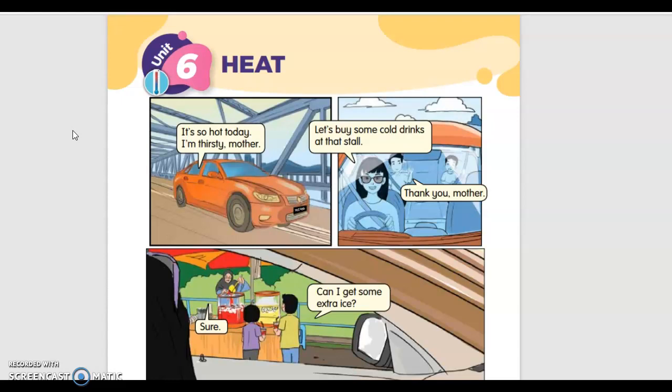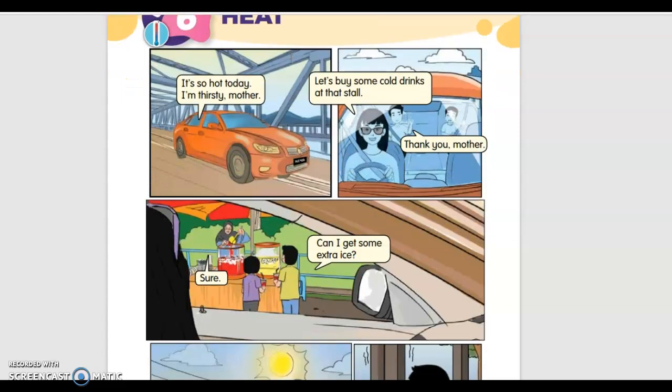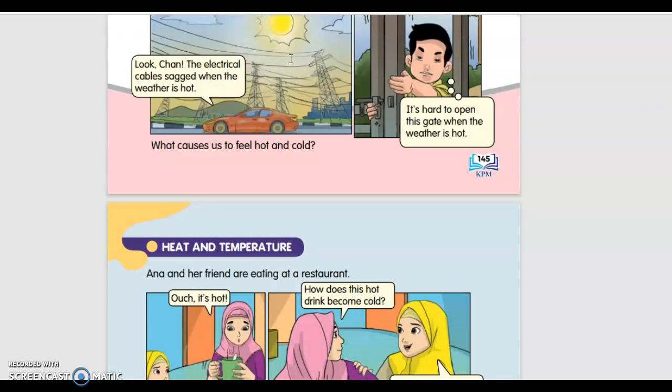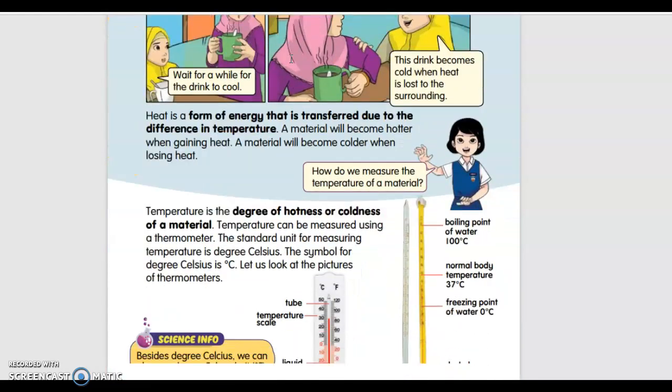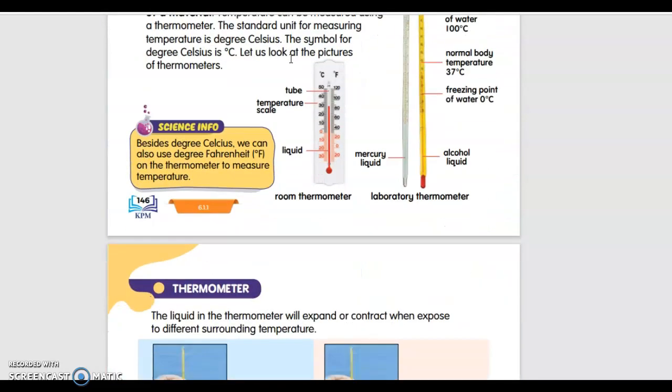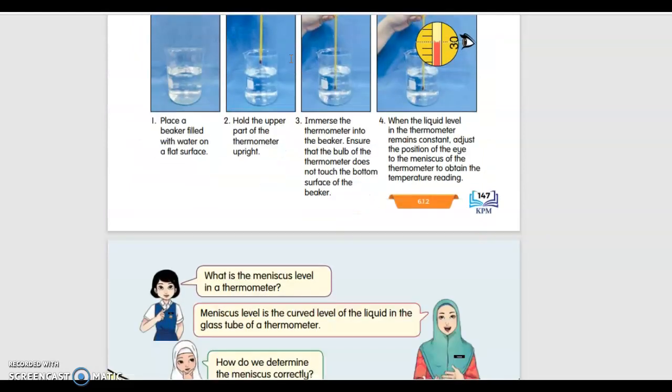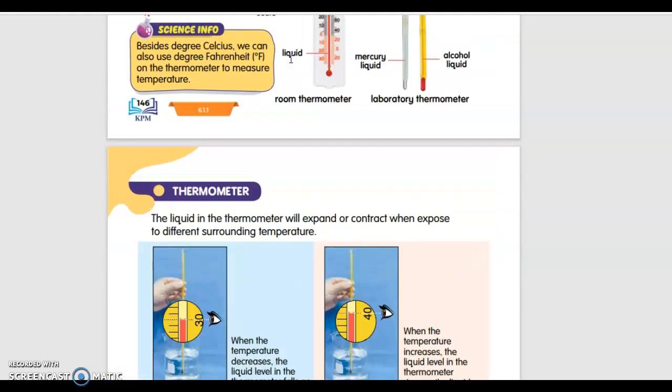Today, for science subject, we are in the new topic, which is called heat. It's Unit 6. We are in the topic of heat. What we're going to learn on heat, we're going to do 2 pages today, page 145 and 146. For the next topic, which is about thermometer, we will be doing next week.